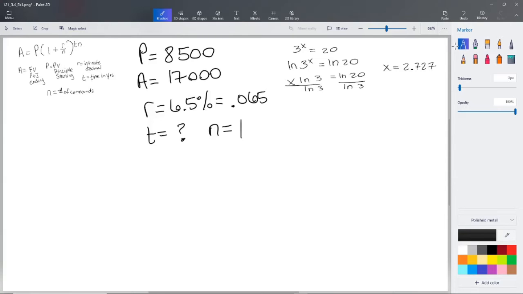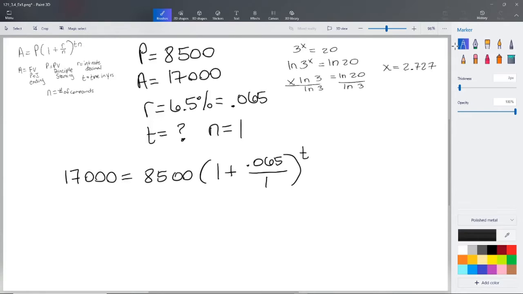We know that the final amount is 17,000. We know the initial amount was 8,500. 1 is 1. The interest rate is 0.065. The number of compounds per year is 1. We're doing an annual compounding. The time is the unknown. And technically it's time times 1 here as well. Now we'll put that in there even though we know t times 1 is still just t. And that's okay. Just like 0.065 divided by 1 is still 0.065.